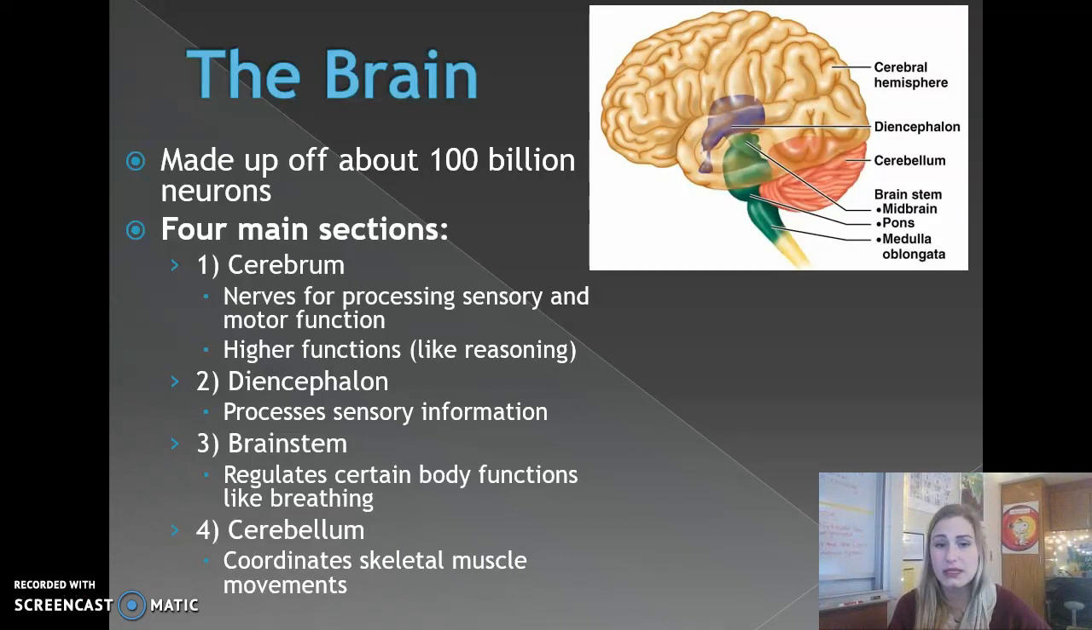So the cerebrum, this is where we're going to have more of that higher thinking. Animals that are not very intelligent don't have much of a cerebrum. The more intelligent the organism is, like dolphins, orcas, the more of a cerebrum they have. The diencephalon is going to be responsible for relaying a lot of that sensory information. The brainstem is going to be regulating things like breathing, heart rate, that homeostatic mechanism. And the cerebellum is going to be responsible for muscle coordination and balance.